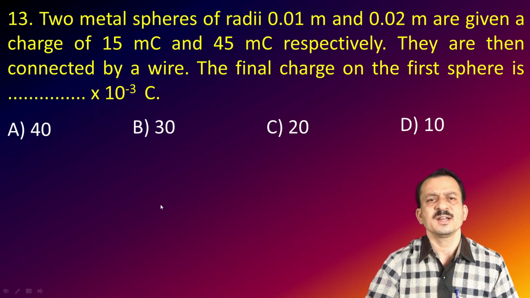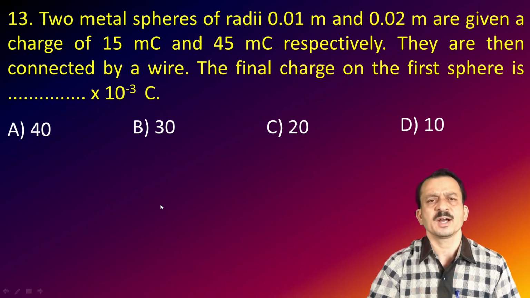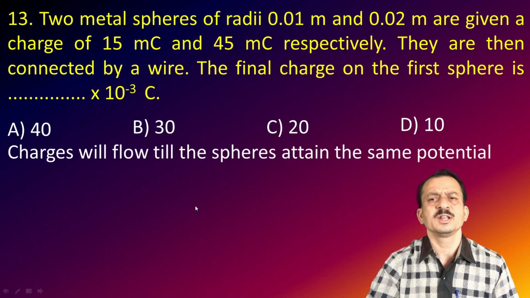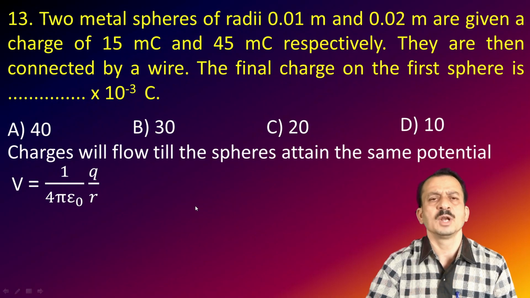Now this potential is a second chapter concept. With that concept we are going to solve this problem. The charges will flow from one sphere to the other until the two spheres attain the same potential. Now we know the expression for the potential: V is equal to 1 divided by 4 pi epsilon into Q by R. Since charges will flow till the spheres attain the same potential, V is given by this formula.